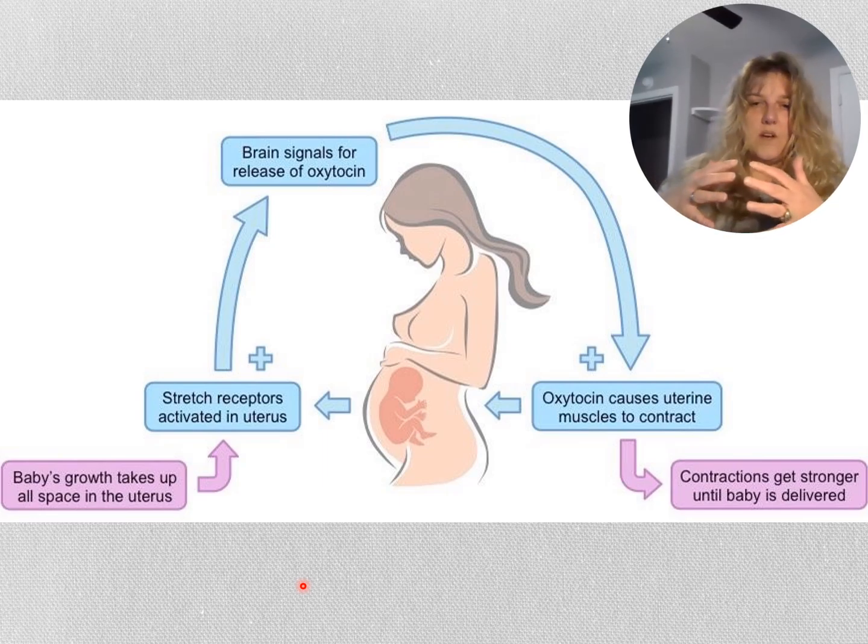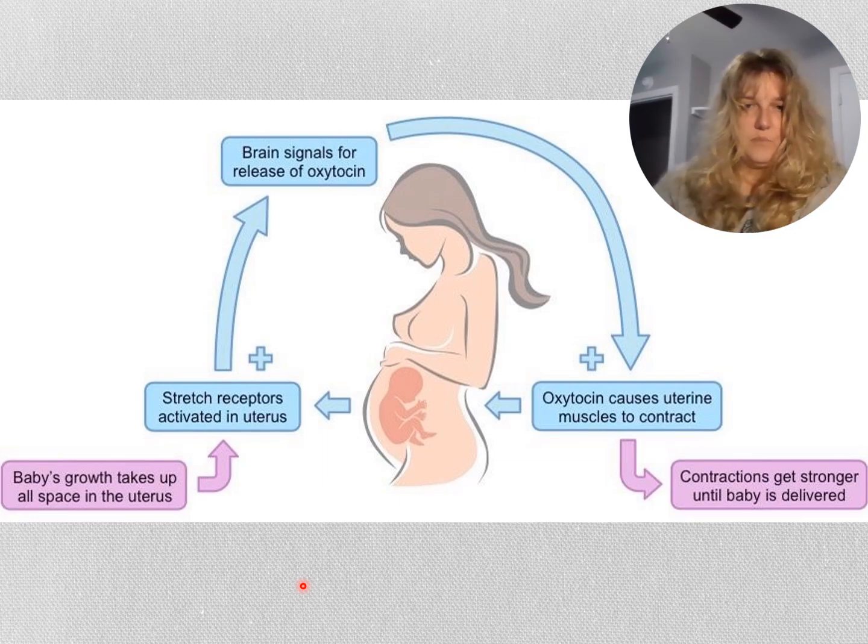Now, we know that contractions get closer and closer together. They go from being 10 minutes apart to 5 minutes apart to 2 minutes apart. Baby's coming. That trigger is going to trigger more and more of those contractions. So that's considered a positive feedback because we're enhancing that stimulus each time.